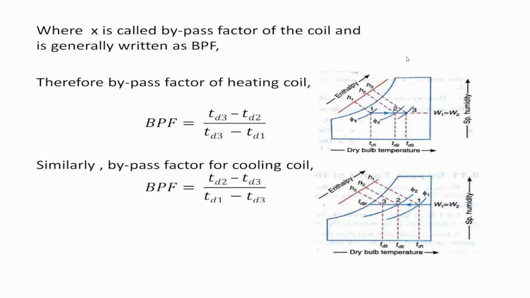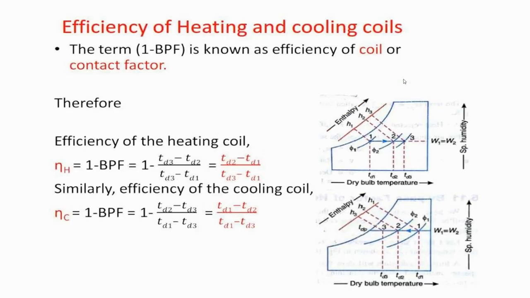So now here we can see the bypass factor is (TD3 minus TD2) upon (TD3 minus TD1). And similarly for a heating coil or cooling coil, we have it given. For the heating coil it is (TD3 minus TD2) upon (TD3 minus TD1) as we solved, and similarly for the cooling coil it's (TD2 minus TD3) upon (TD1 minus TD3), because the inlet temperature or outlet temperature is always greater than the cooling coil temperature in the cooling case.